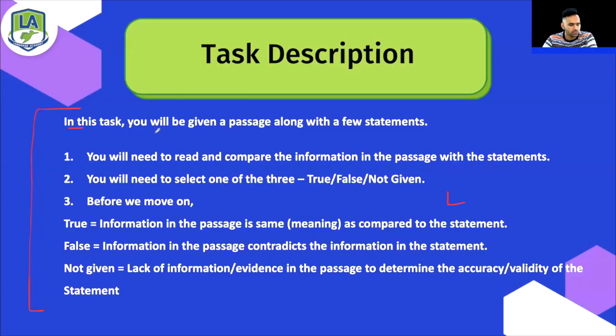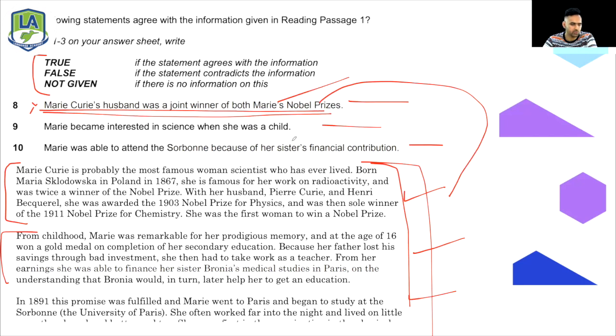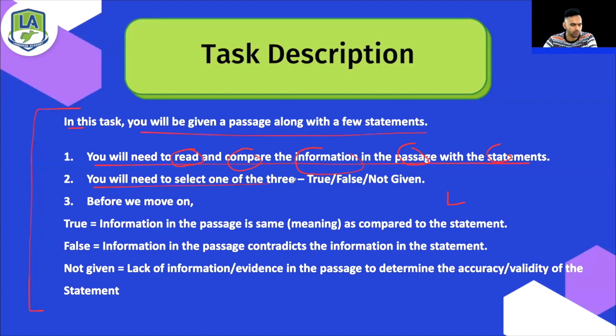So in this task, you will be given a passage along with a few statements. You'll need to read and compare the information in the passage with the statements. All the information in the passage, you'll need to compare with the information in the statement, and then you need to select one of the following: true, false, or not given.